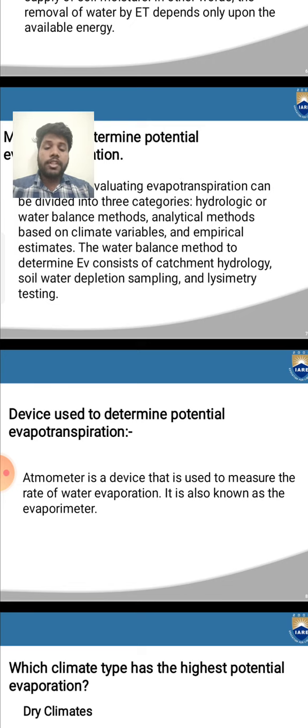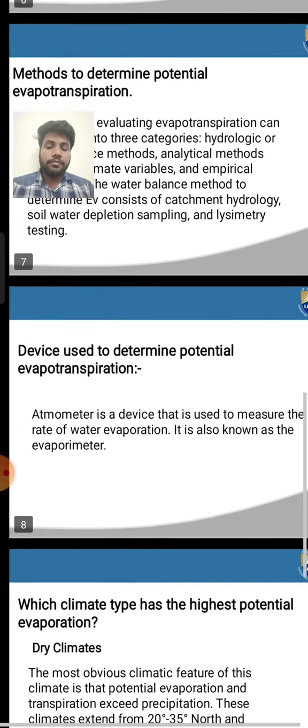Device used to determine potential evapotranspiration. Atmometer is a device that is used to measure the rate of water evaporation. It is also known as evapometer. Atmometer is a device that is used to determine the rate of evapotranspiration. In other words, we can say that the evaporimeter is used to determine the potential evapotranspiration.